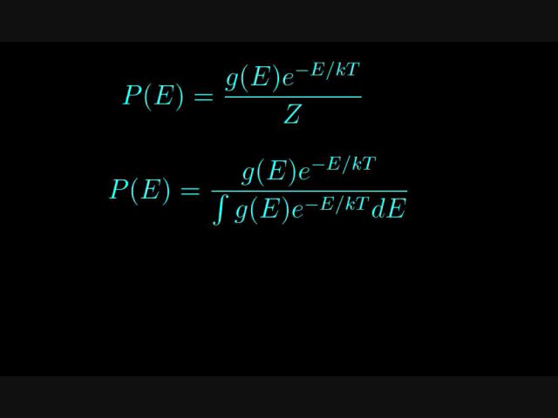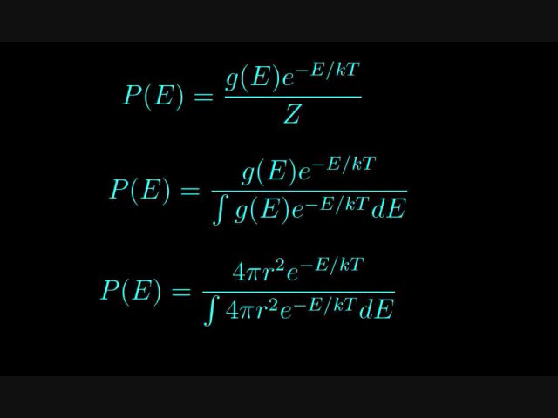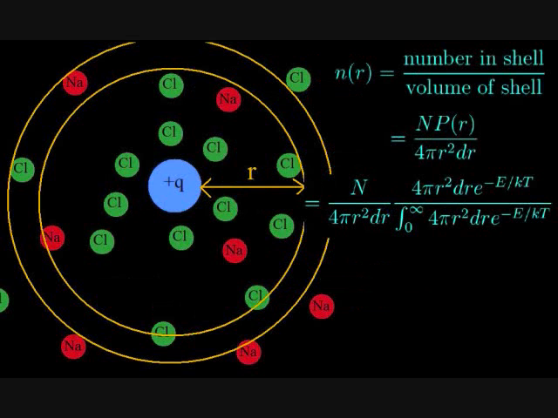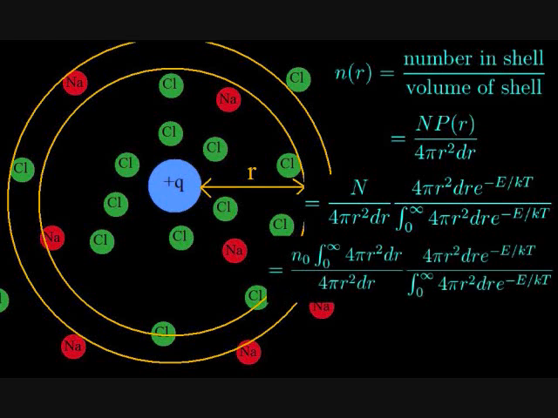Since all positions at distance r have the same energy, the number of states with energy E must be proportional to the number of positions in space at distance r, which must be proportional to the area of a sphere of radius r. Thus, G of E must be proportional to 4 pi r squared, and since G of E occurs in both the numerator and the denominator, whatever the proportionality constant is between the number of points in space and the area must cancel.